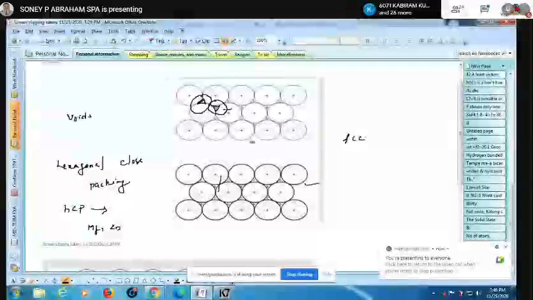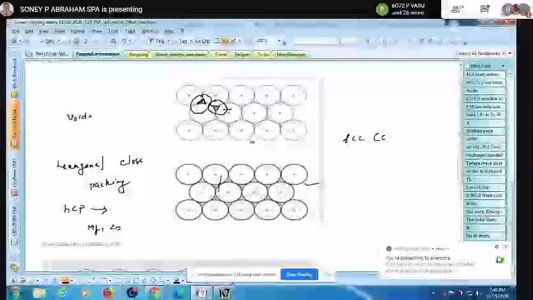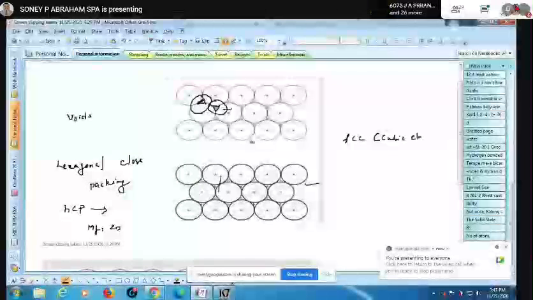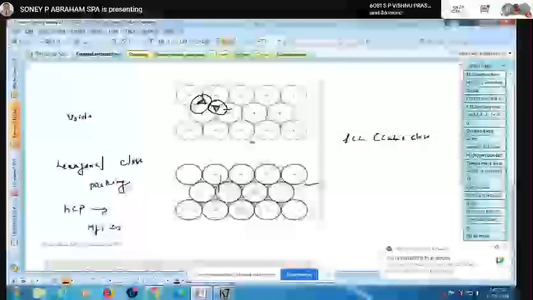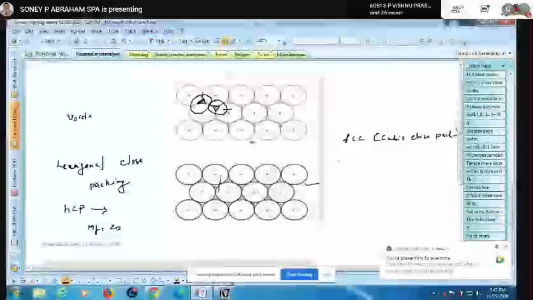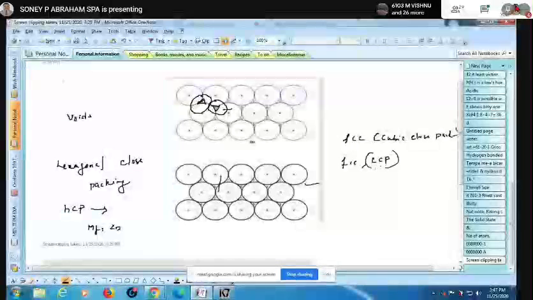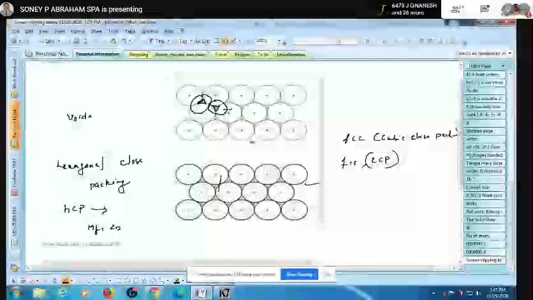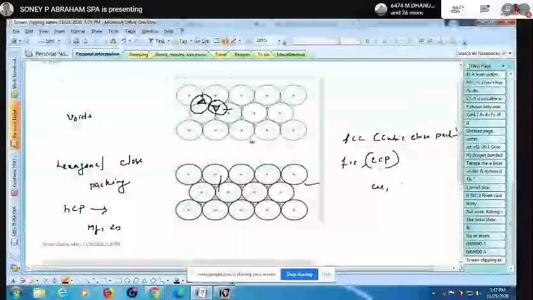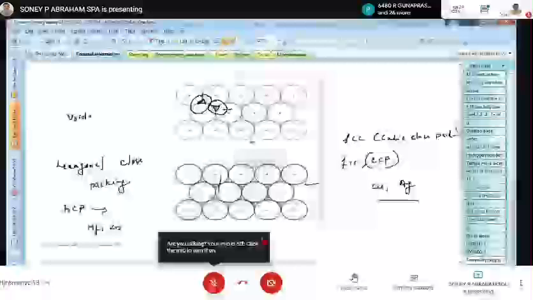Face-centered cubic structure can also be called cubic close pack structure, CCP. CCP is also known as FCC, cubic close pack in 3 dimensions, not 2 dimensions. So FCC is also known as CCP, or cubic close pack structure is known as FCC, face-centered cubic structure. And you can see that copper and silver all will lead to cubic close packing or FCC structure.